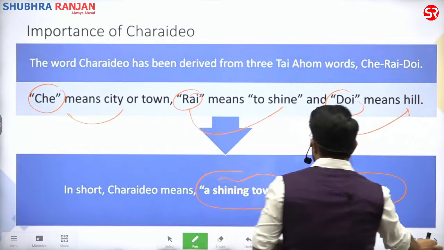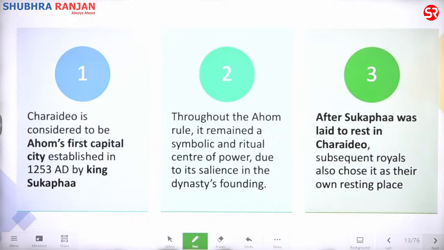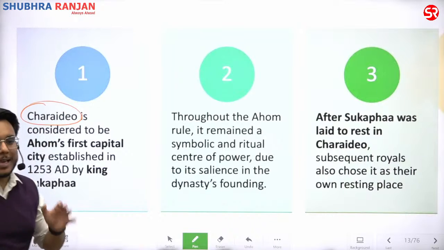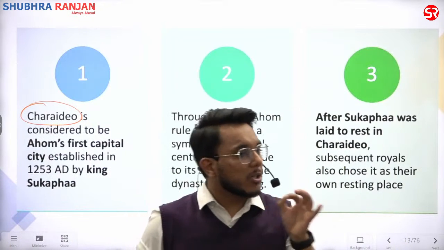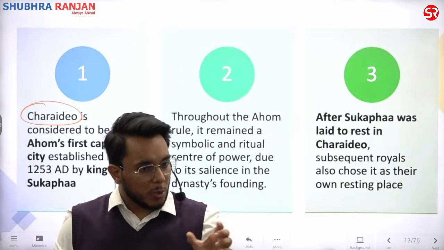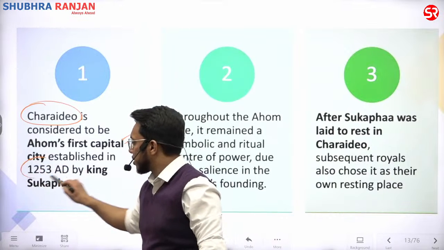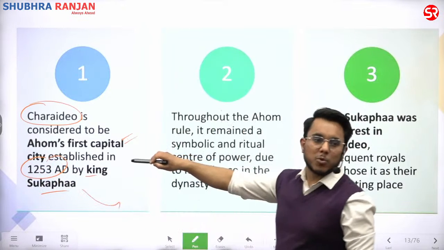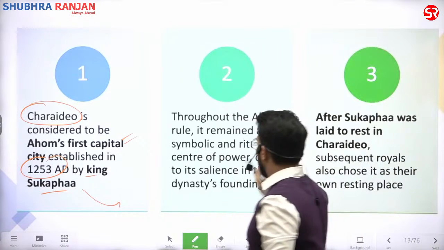Now let's talk a little bit about the Ahoms as well. When we talk about the district of Charaideo, which is right now in Assam, where these moidams have been found, it has been considered the first capital of the Ahom dynasty. The Ahom dynasty is very important because they ruled for nearly 600 years, till the Battle of Yandabu. That is 600 years, a very long rule. Charaideo was their first capital, established by the king Sukhapha, who was the founder of the Ahom dynasty.